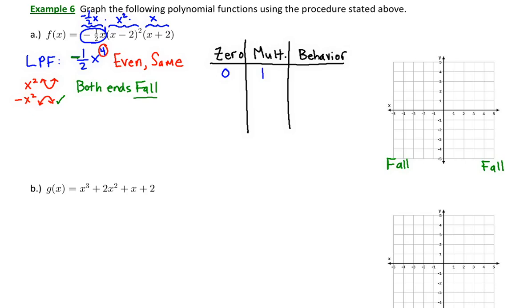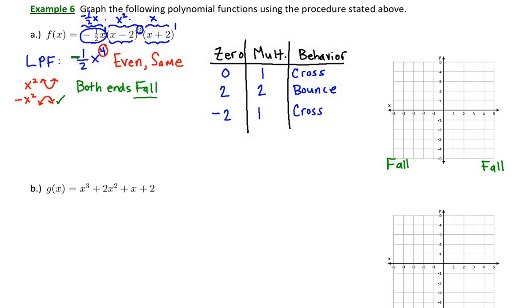And remember, at odd multiplicity, the graph is going to cross the x-axis. Our second factor here has a 0 of 2. Because the exponent there is 2, the multiplicity of that 0 is 2, and at a 0 of even multiplicity, the graph is going to bounce. And our final 0 comes from this factor. It has a value of negative 2. The exponent on that factor is 1, an odd number, and odd goes with cross.